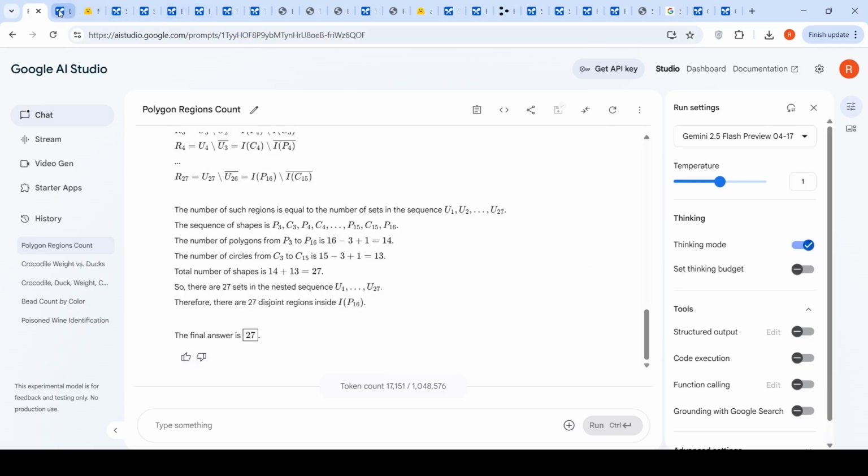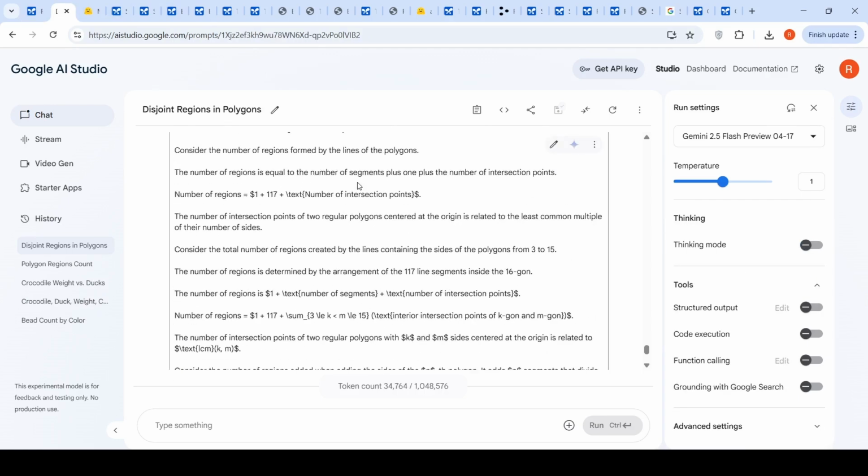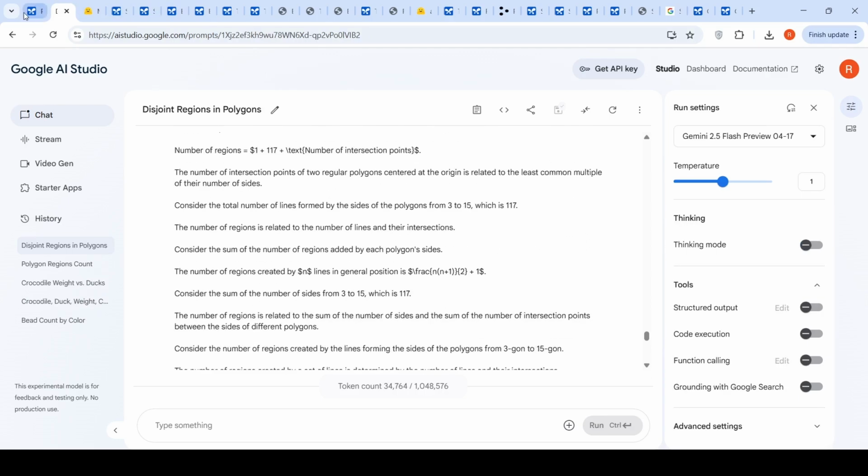In fact, non-reasoning took a much longer time, and it was repeating the same calculations again and again. That is what I observed over here.